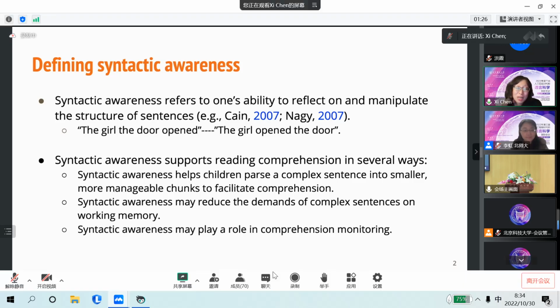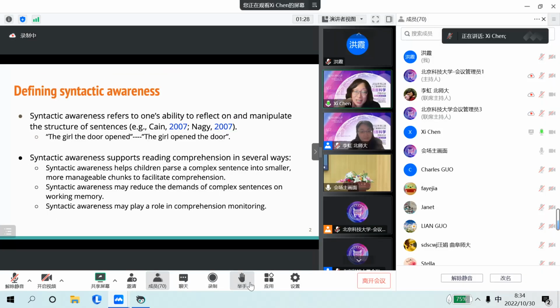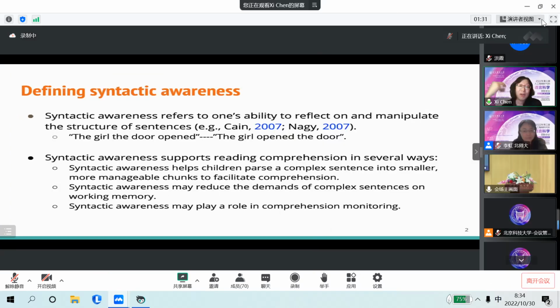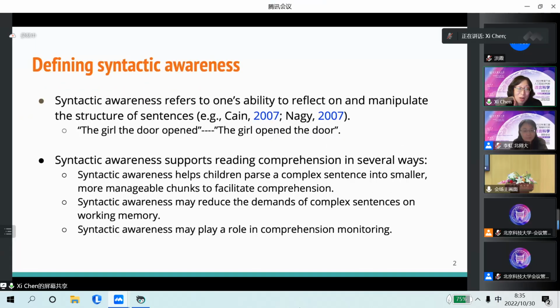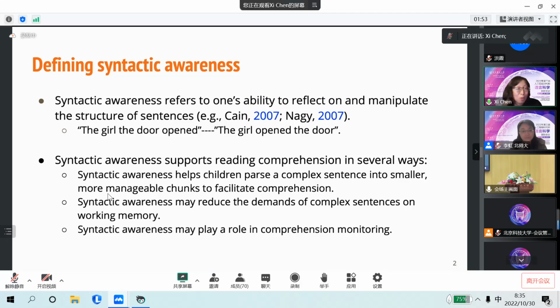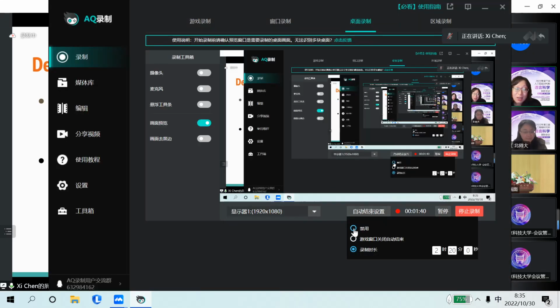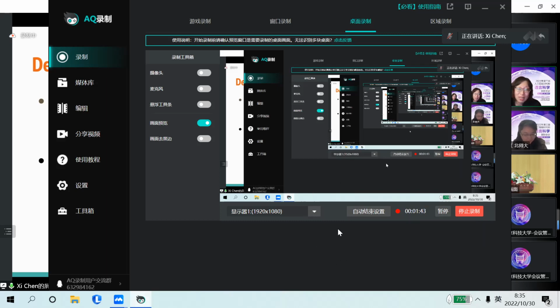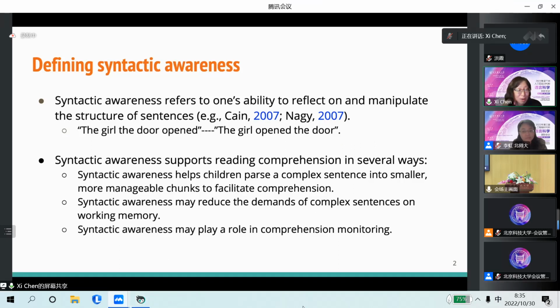So in this particular study that I'm presenting, we focus on sentence order. So here's an example. The door opened. We will give children segments of a sentence, and they have to sort these segments and present a grammatical sentence. So the correct answer here is the girl opened the door. Okay. So the study I'm presenting is about the relationship between syntactic awareness and reading comprehension.